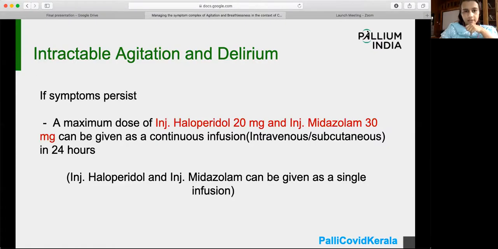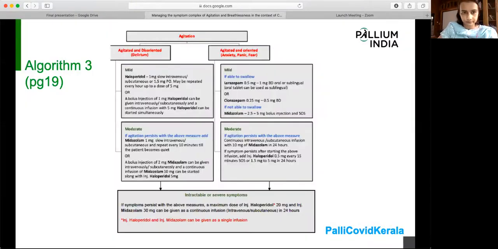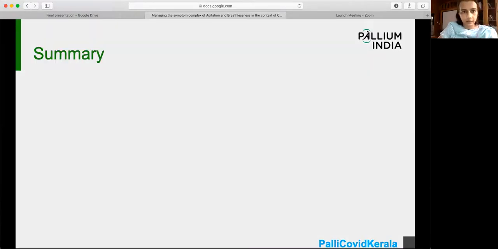Then coming to the intractable agitation delirium, where symptoms persist in the end stage, a maximum dose of haloperidol 20 milligram and initial midazolam 30 milligram can be given as a continuous infusion, either intravenous or subcutaneous in 24 hours. And as I mentioned, you can give them either two drugs together or three drugs together if you're managing the whole symptom complex of breathlessness and agitation. This is the algorithm that I mentioned is in page 19 of the ebook, and all the doses that I've described is given in the algorithm.